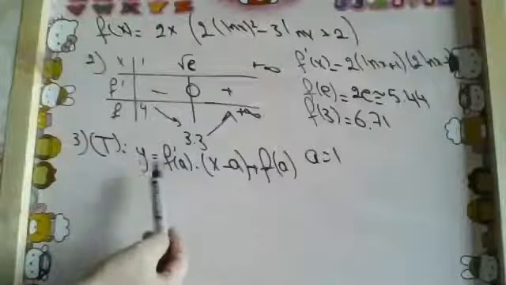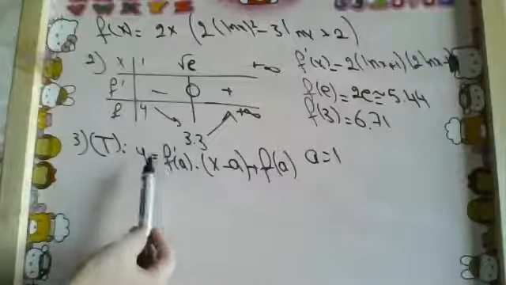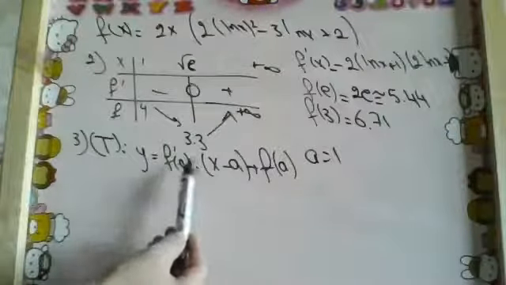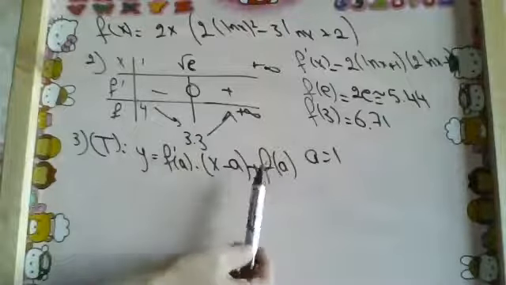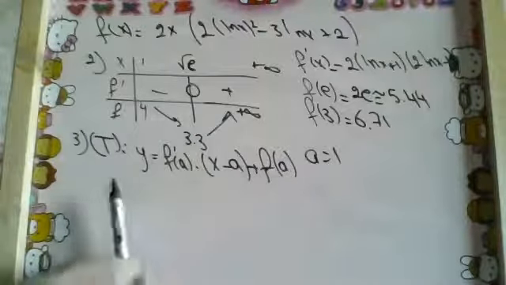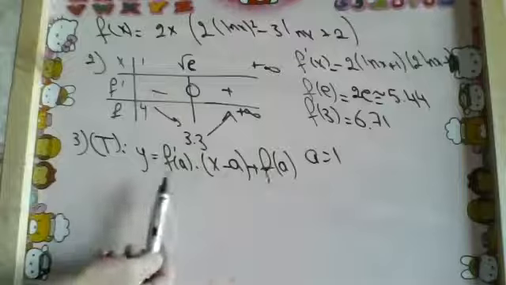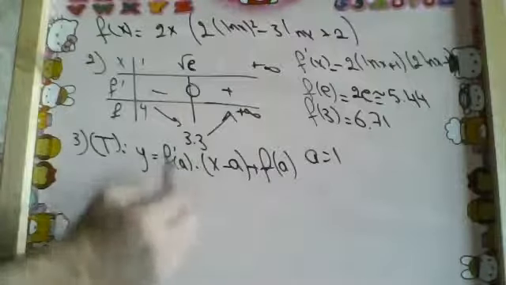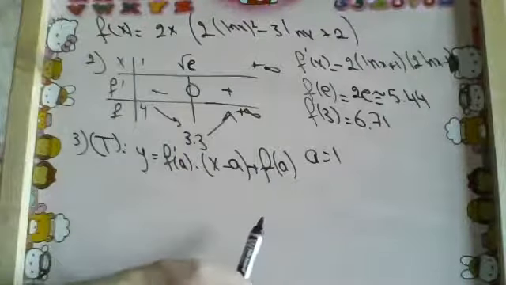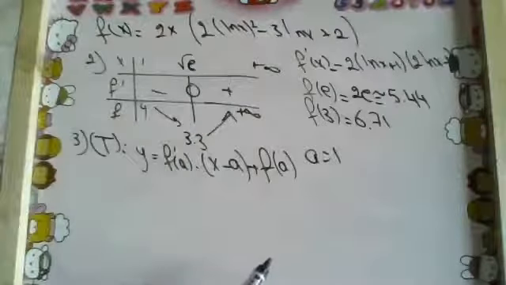The equation of the tangent line is y equals f prime of a into x minus a plus f of a. This is the equation of the tangent line, what you studied in grade 11. I told you then that the same idea is used in grade 12. It's the same ideas.